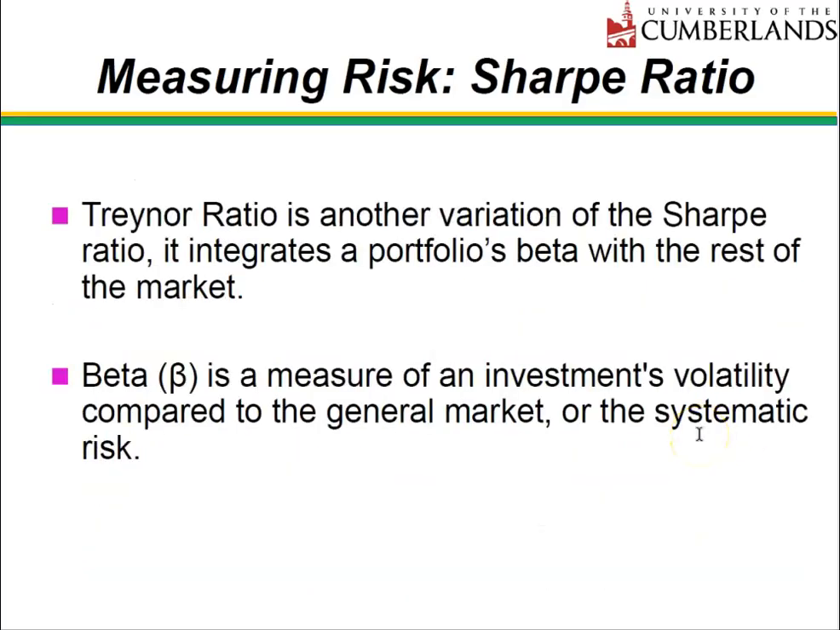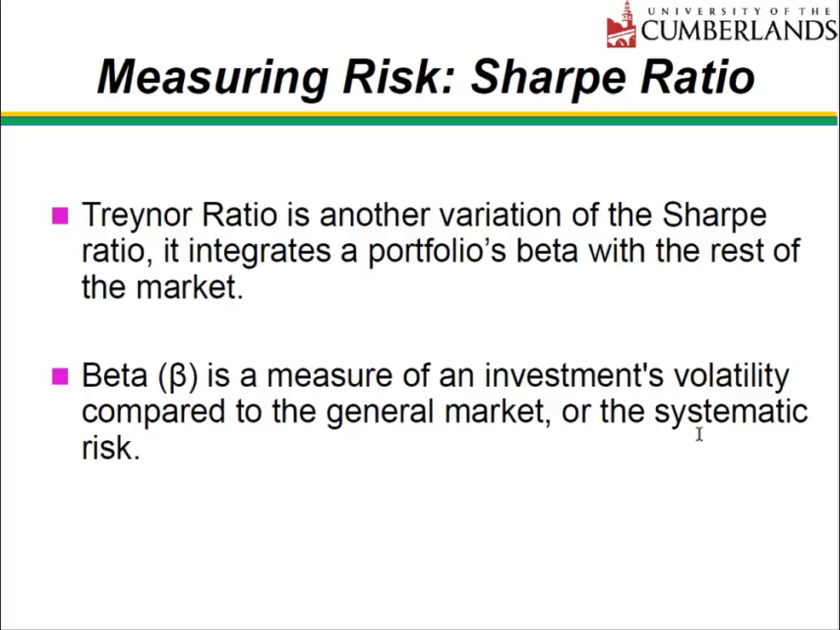The Treynor ratio represents another variation of risk-adjusted return measurement, but it focuses specifically on systematic risk rather than total risk. The Treynor ratio integrates a portfolio's beta with market performance. While the Sharpe ratio uses standard deviation, which is total risk, in the denominator, the Treynor ratio uses beta, which is systematic risk, in the denominator.